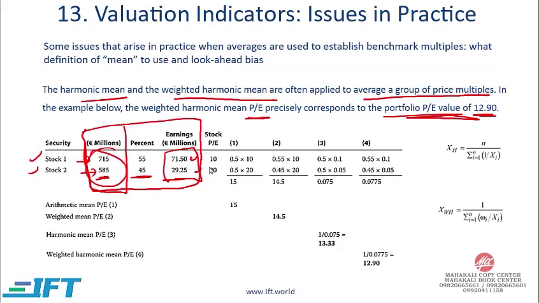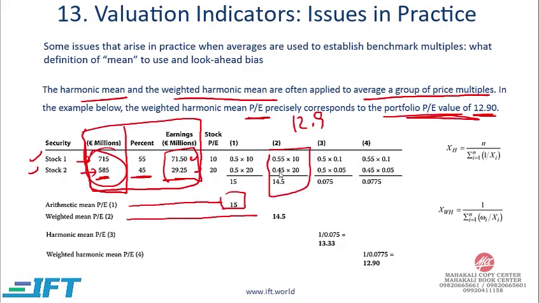So we have a PE for stock 1 of 10 and stock 2 has a PE of 20. If you simply take the regular arithmetic mean, what do you get? You get 15, which is quite different from 12.9. What if you take the weighted mean? So that is being done over here. So you weight based on market cap, 55% into 10 and 45% into 20. There you get 14.5, getting better but still not at 12.9.